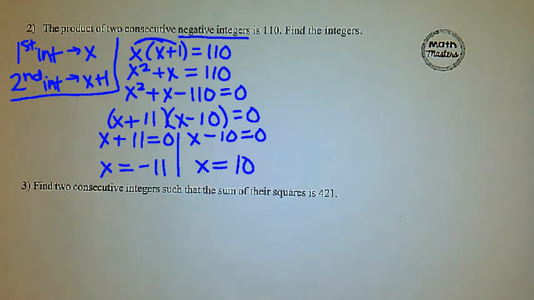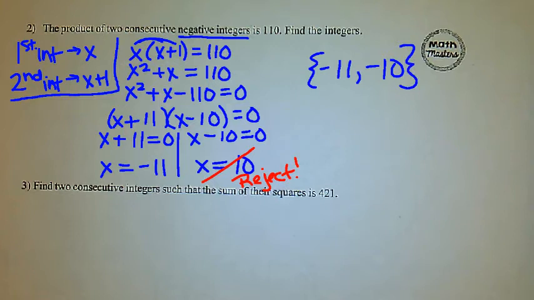Alright, so before you give your solution, if you look back, this says that the integers have to be negative. So if you get a solution that doesn't satisfy what you're asking for, we say that you reject this. Okay? So my final solution will be negative 11. Negative 11 plus 1 would be negative 10. And again, if you multiply those together, it does in fact get 110.